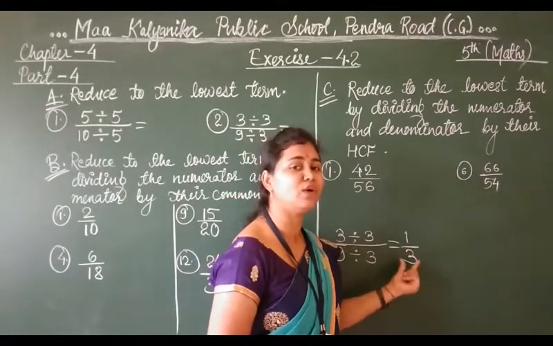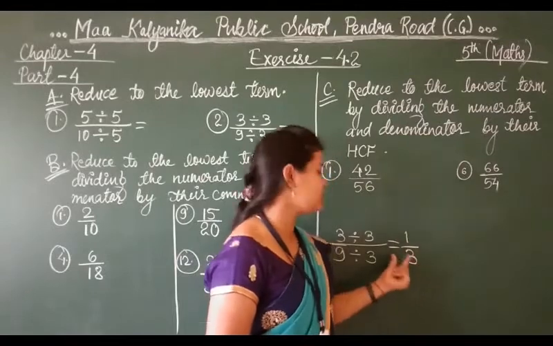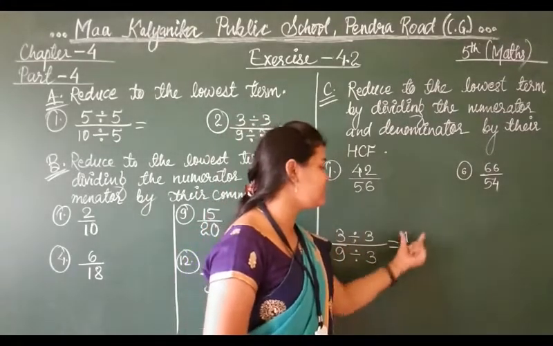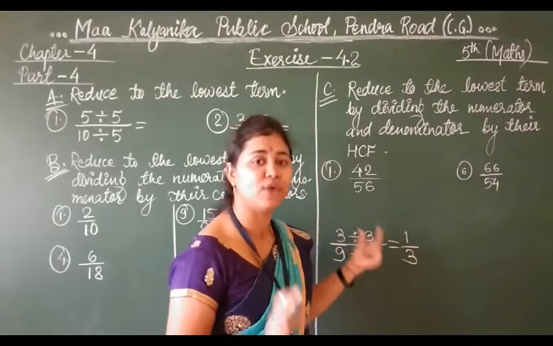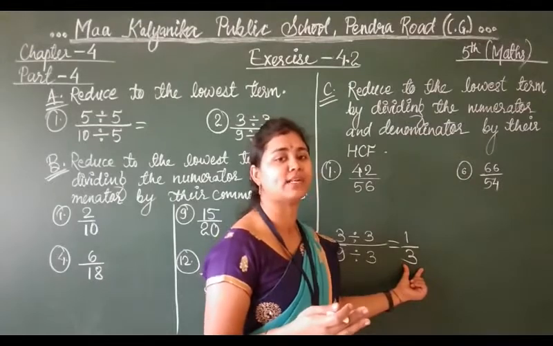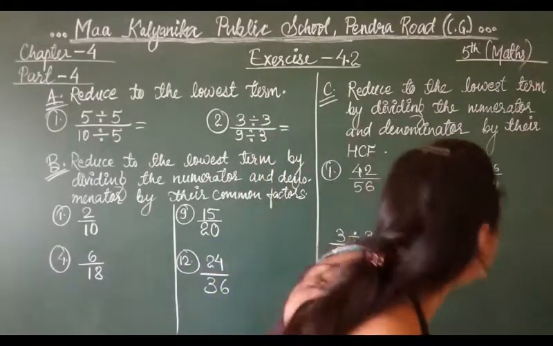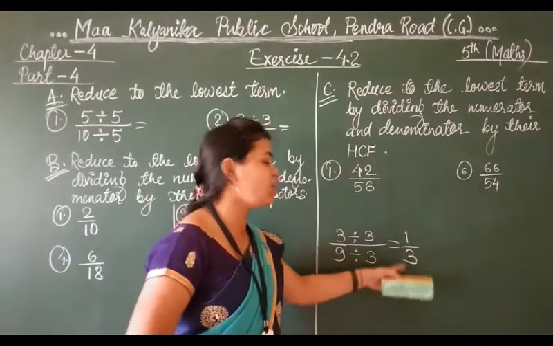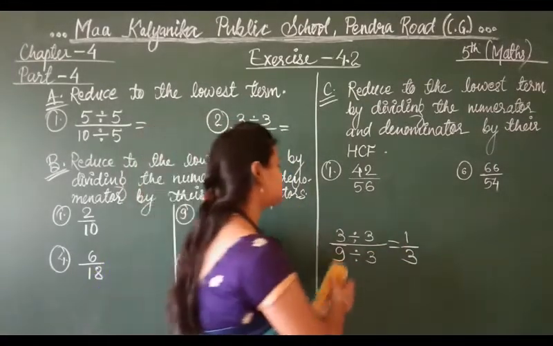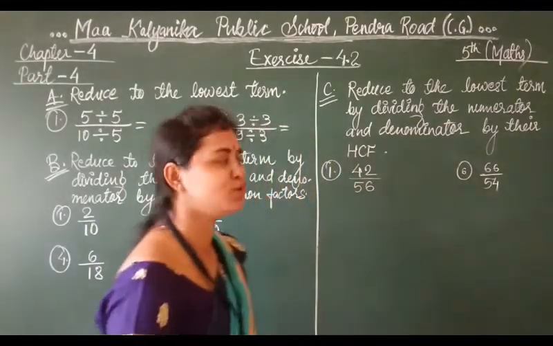So what is the meaning of lowest term? Lowest term means the last common factor which can divide these two numbers is only 1. 1 can divide these two numbers and no other common factor is present for dividing this fractional number. So students, this is called the lowest term. We have to convert all the questions into the lowest term, and different questions are there. So let us start how to solve.